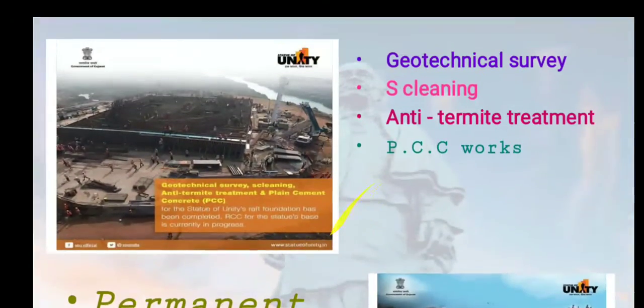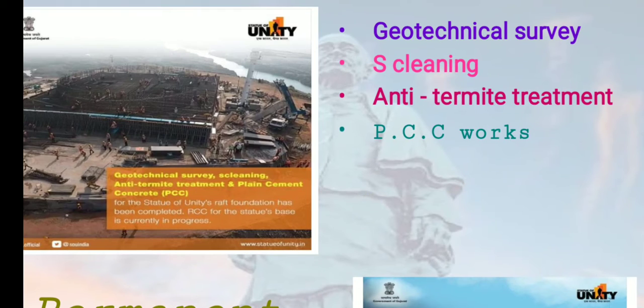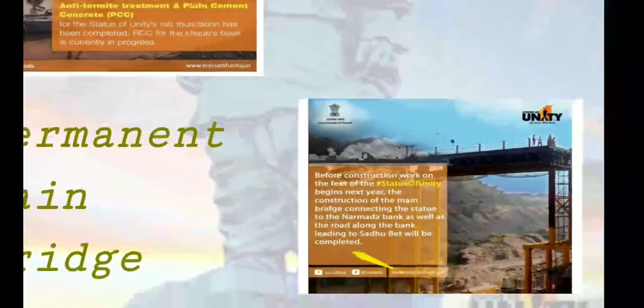Some more activities that took place during the construction of the statue are geotechnical survey, cleaning, anti-termite treatment, and PCC work. The purpose of the geotechnical survey is to collect the properties of the soil, and the anti-termite treatment provides a chemical barrier for the structure against subterranean termites. PCC is termed as plain cement concrete.